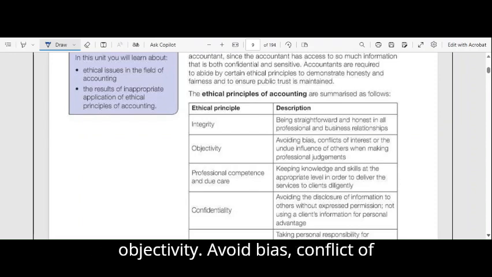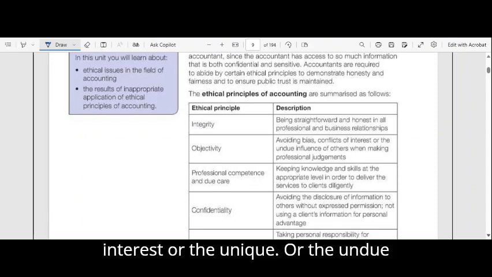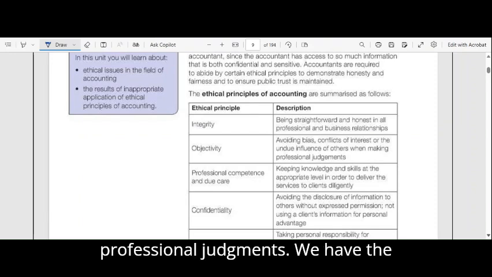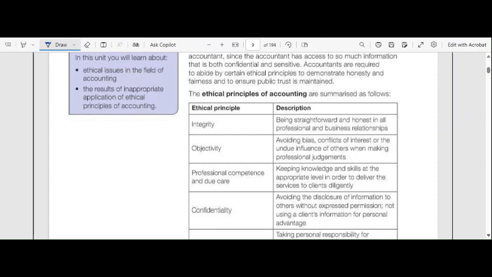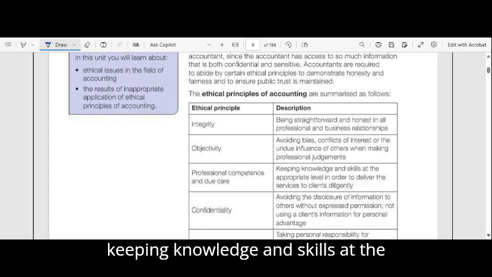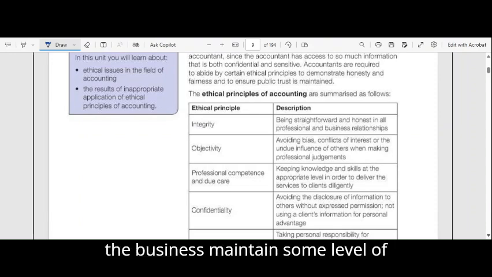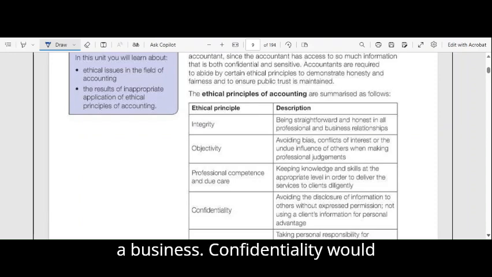And then we have objectivity: avoid bias, conflict of interest, or the undue influence of others when making professional judgments. And we have professional competence and due care: keeping knowledge and skills at the appropriate level to deliver services to clients diligently. And we have confidentiality. It's important that the business maintains some level of confidentiality to avoid conflict within a business.